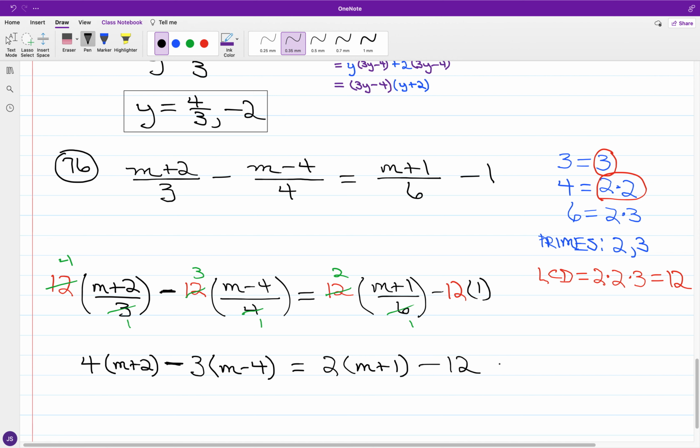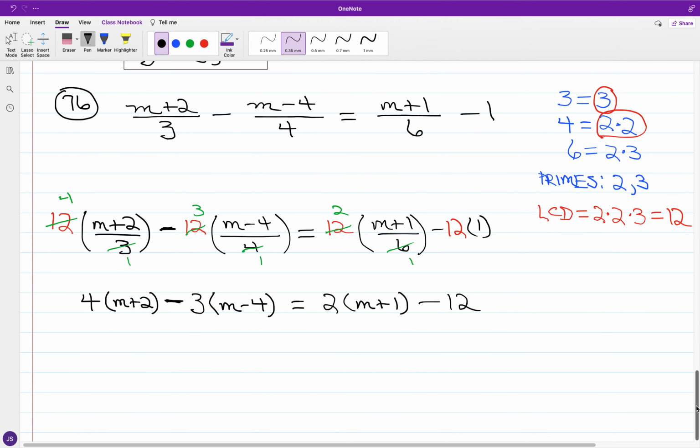So without any denominators, we can go ahead and distribute. First case, 4 times the quantity of m plus 2 is going to be 4m plus 8. And negative 3 times the quantity of m minus 4, so we have minus 3m, and minus 3 times negative 4 is going to be a plus 12.